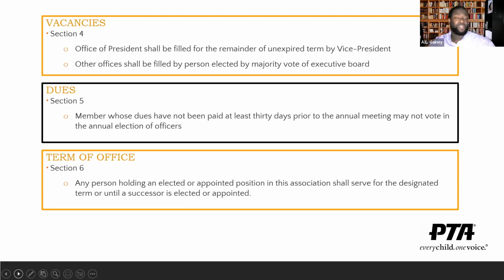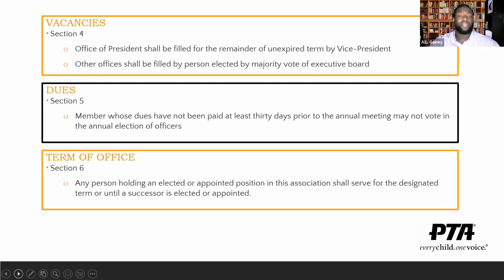Specific to dues, any member who has not been a member for 30 days prior to the annual meeting is not allowed to vote in the annual election of officers. Sometimes that is confused with the fact that maybe someone had not been a member for 30 days prior, and they felt, and it's been misconstrued, that that person cannot be elected.